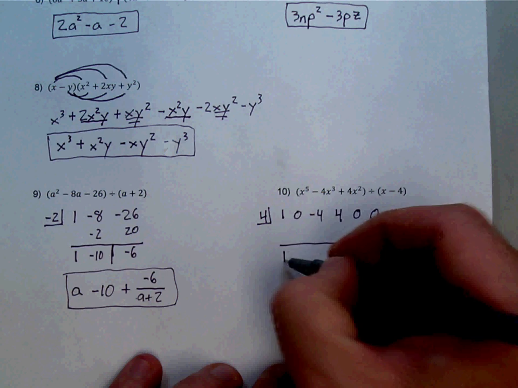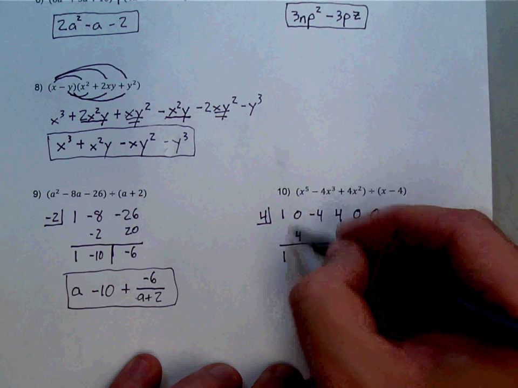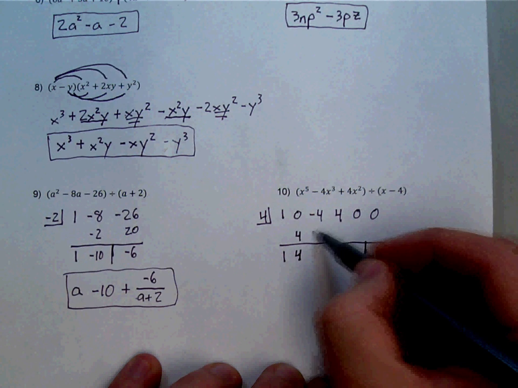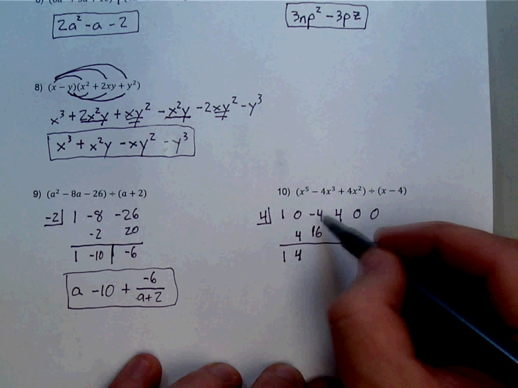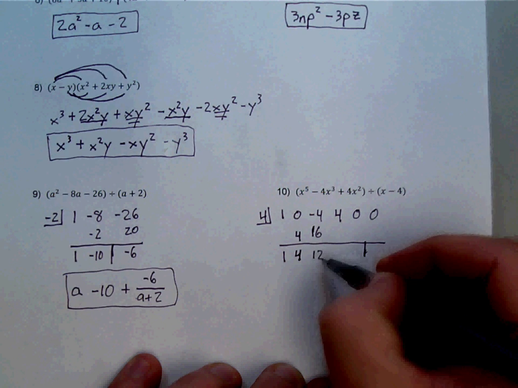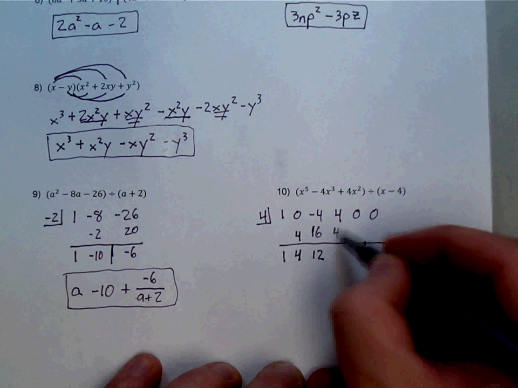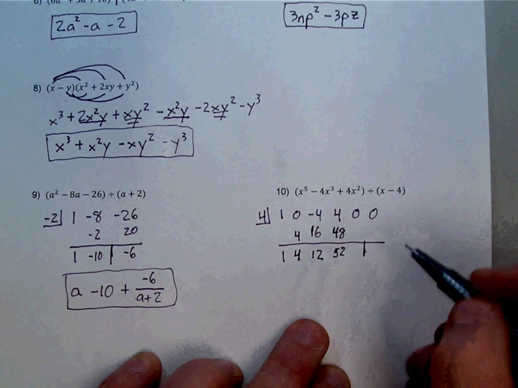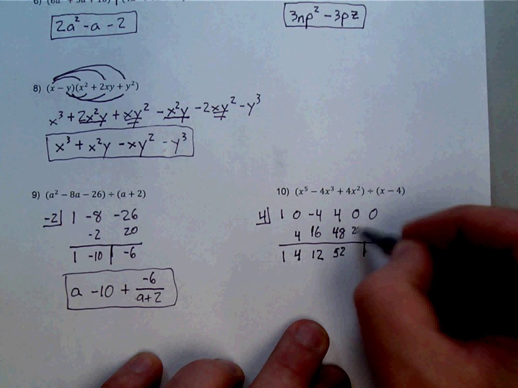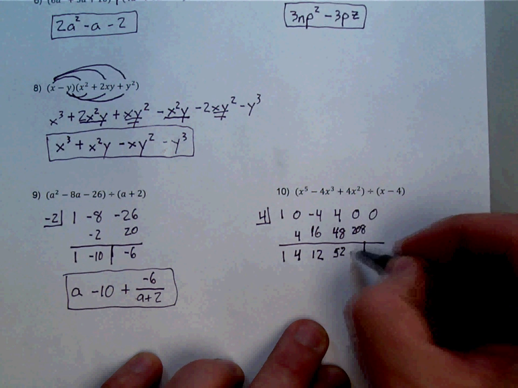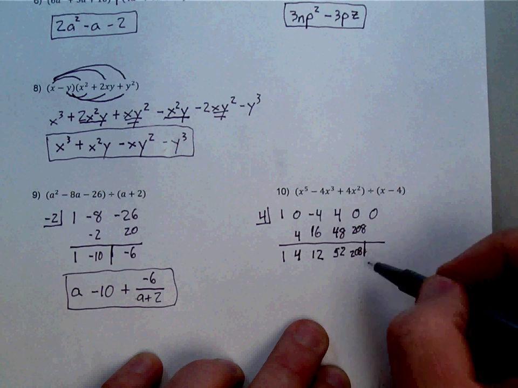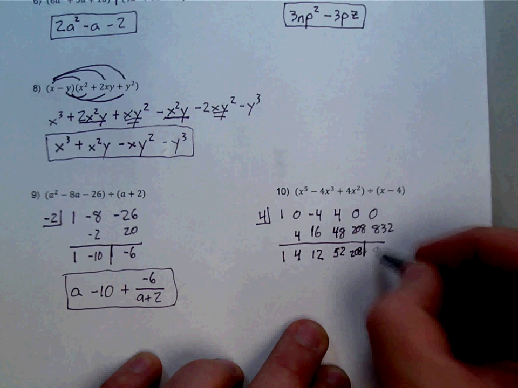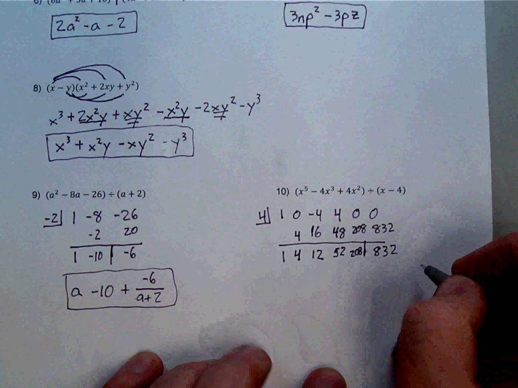Okay, so drop the first number, multiply by the number in the box. Add these together, 0 plus 4 is 4. Multiply by the number in the box, I get 16. Add these together, I get 12. Multiply it by the number in the box, I get 48. Add these, I get 52. Multiply it by the number in the box, I get 208. Add those together, you get 208. Multiply it by the number in the box, I get 832. Add those together and I get a remainder of 832.